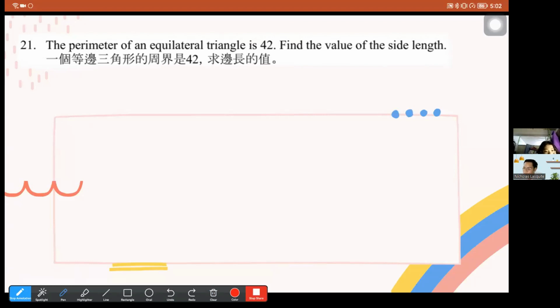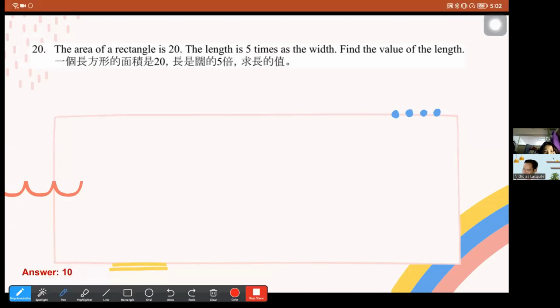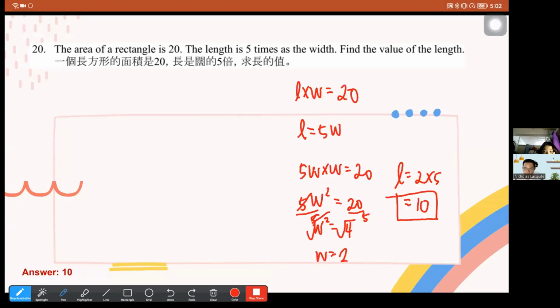What does equilateral triangle mean? Can you show number 20 again? The answer here is 10. Okay, I'm sure nobody left because my other gadget is online.